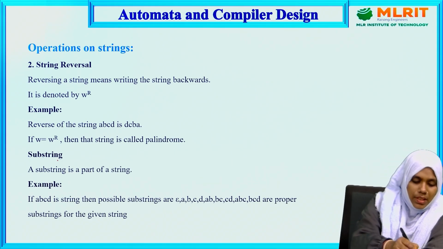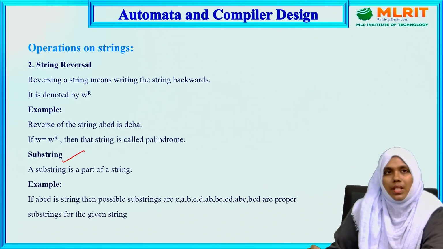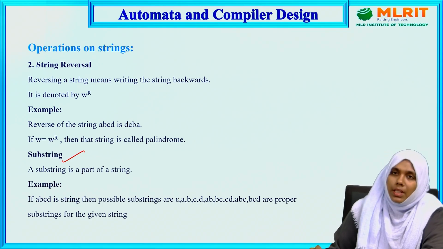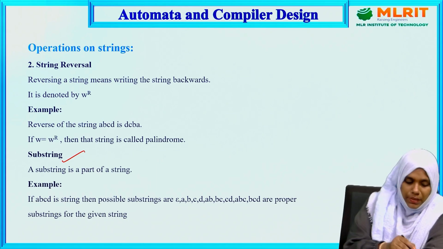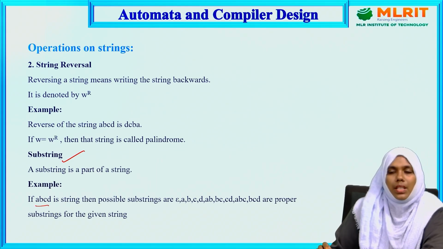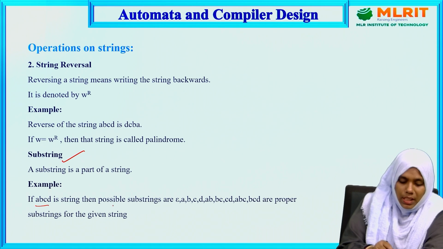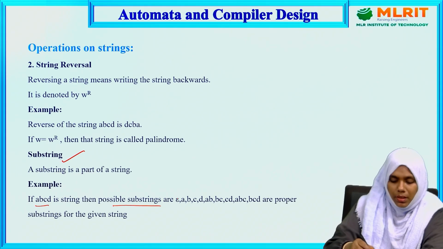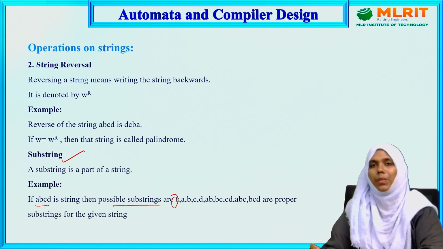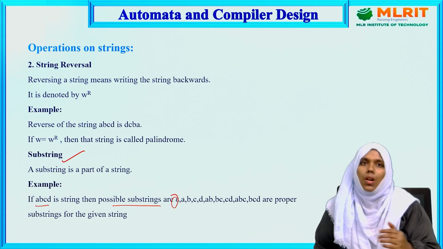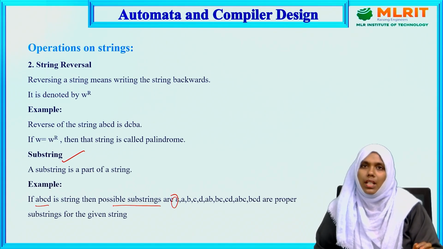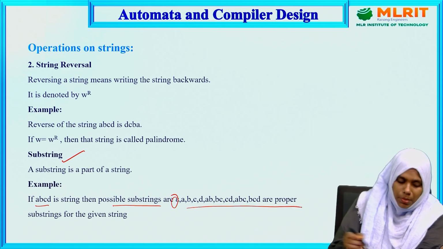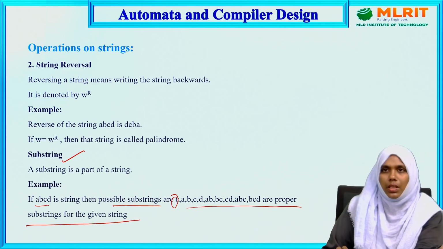Now coming to the next subtopic here, substring. What is a substring? A substring is nothing but a part of a string. We'll see with some examples. If ABCD is a string, then the possible substrings can be nothing, meaning epsilon, or it can be A, B, AB, BC, CD, or simply D, C, or BCD, ABC, and so on. These are all substrings for a given string.